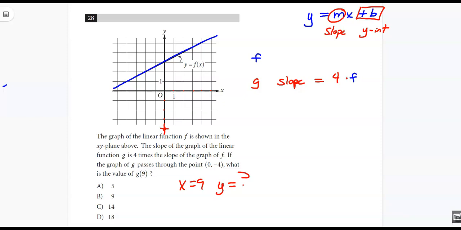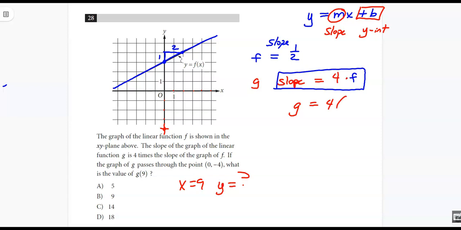All right, well, before I can do anything, let's deal with this clue that says the slope of g is 4 times f's slope. Well, to find f's slope, remember slope is just rise over run. So we're rising 1 block, we're running 2. So f has a slope of 1/2. So g has a slope of 4 times 1/2, or 2. So g has a slope of 2.